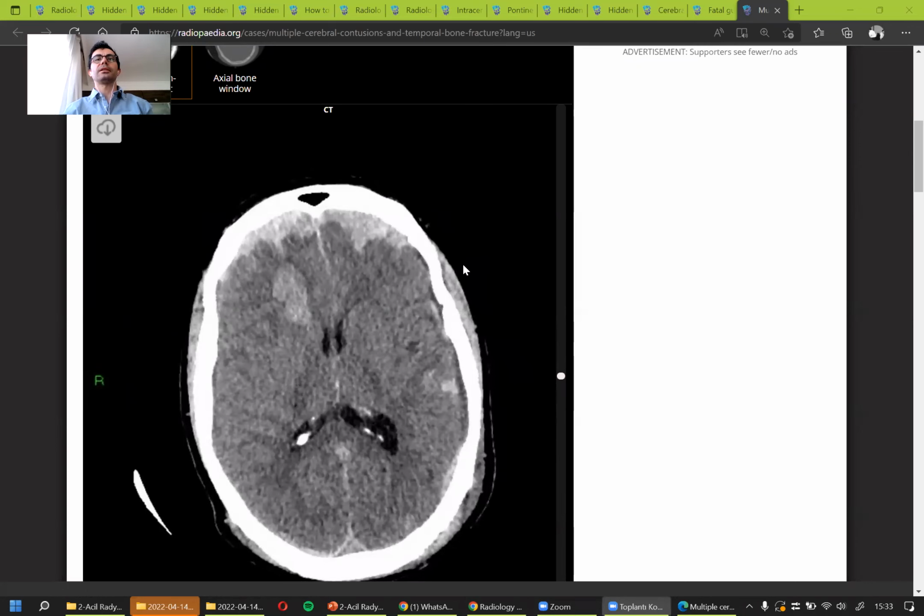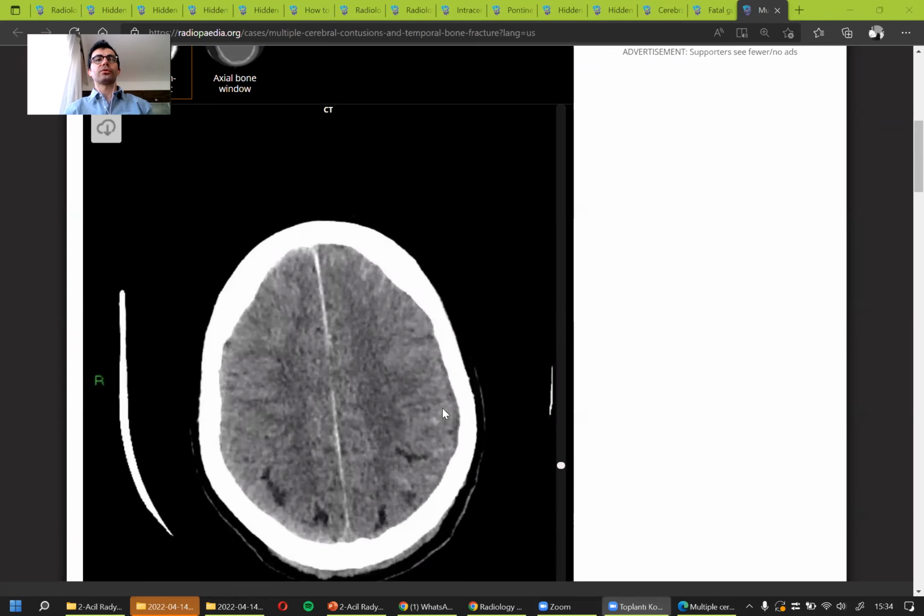These are temporalis muscles. Temporalis muscles, symmetrical. Okay.